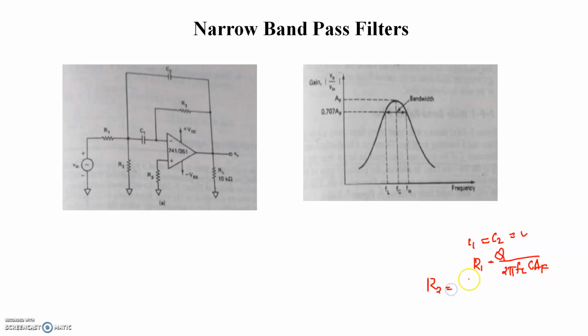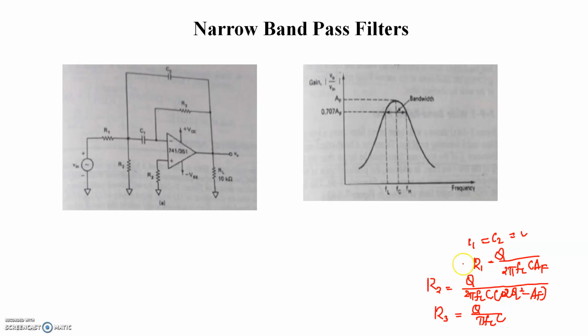R2 equal to Q divided by 2 pi Fc C into (2Q square minus AF), where AF is the closed loop gain of the circuit, and R3 equal to Q divided by pi Fc C.